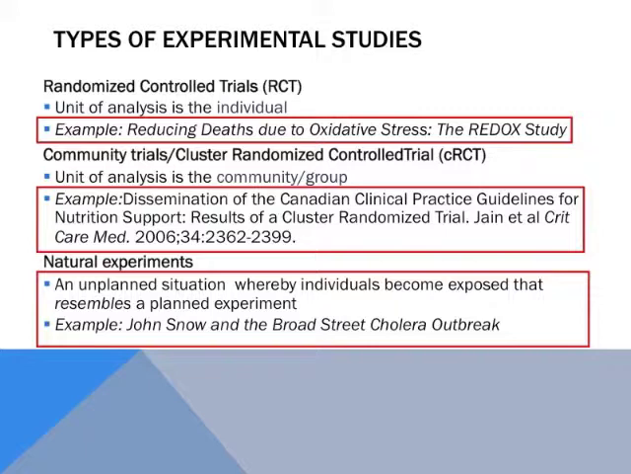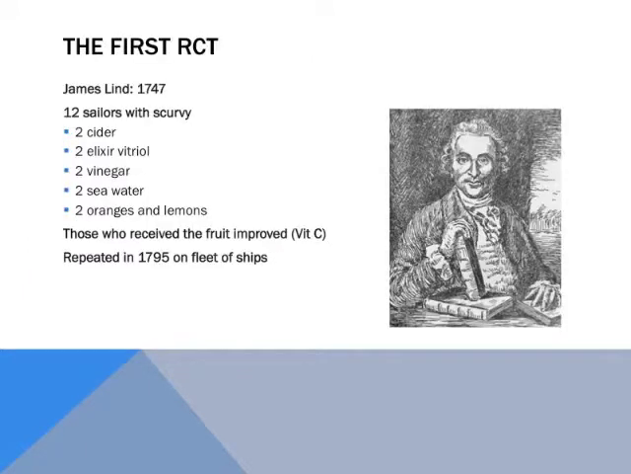Natural experiments are unplanned situations whereby individuals become exposed, resembling a planned experiment. Recall back in Module 1 the description of John Snow, one of the forefathers of epidemiology, and his investigation of the cholera outbreaks in London. Recall also from the first module this gentleman, James Lind. He is often credited with pioneering experimental epidemiology through his systematic approach to treating scurvy in British soldiers.